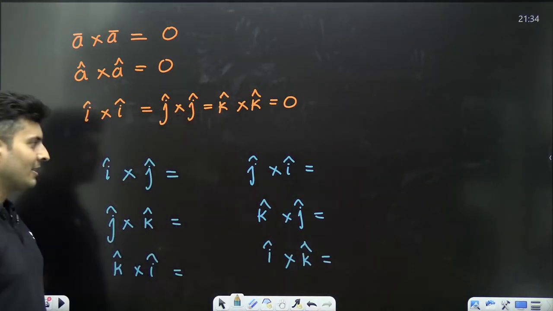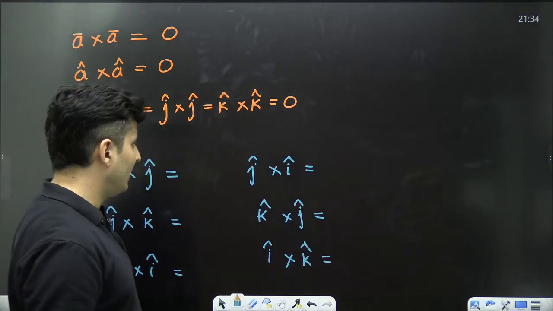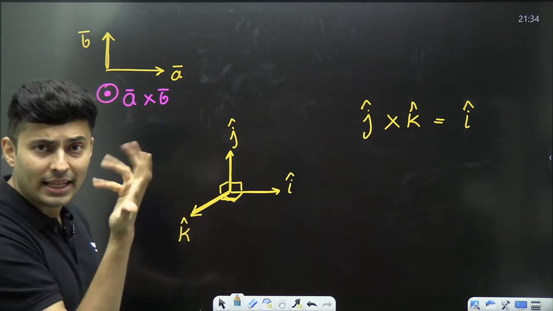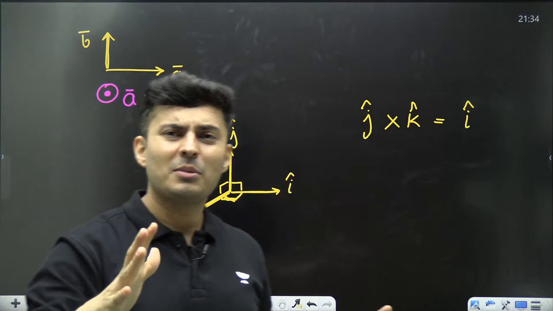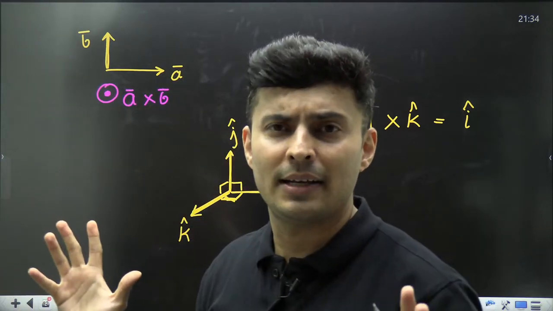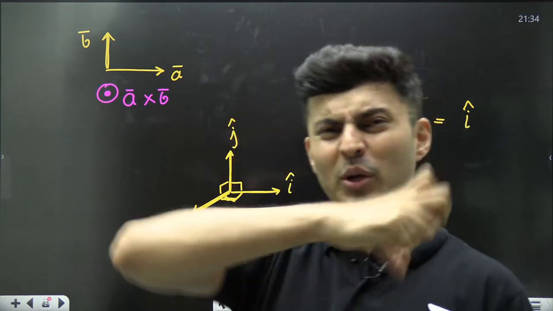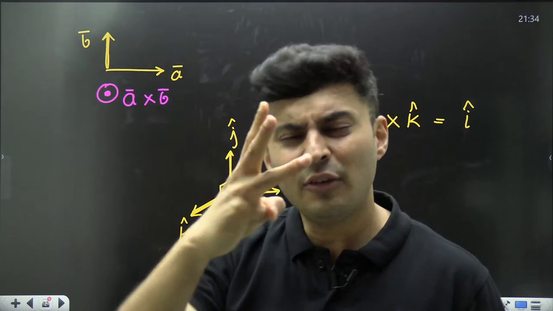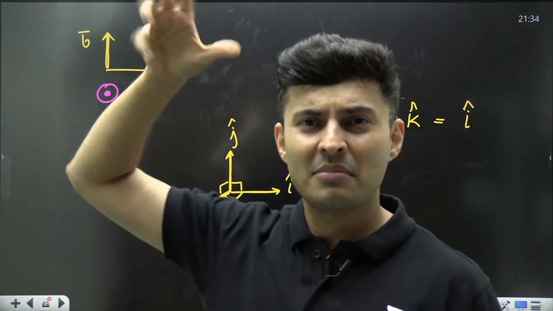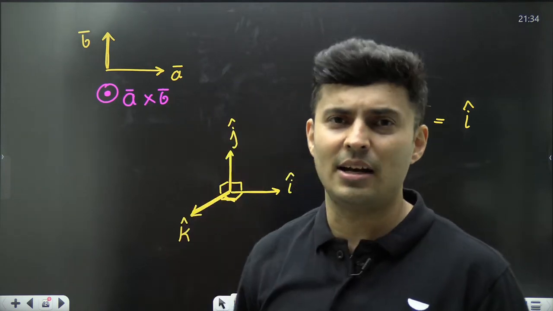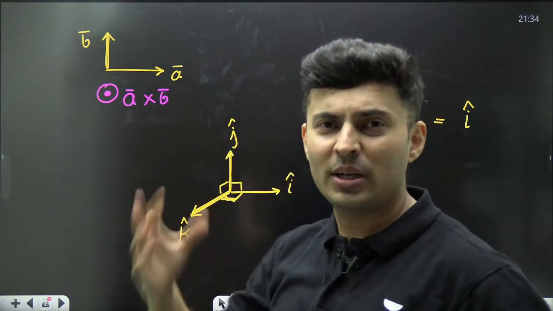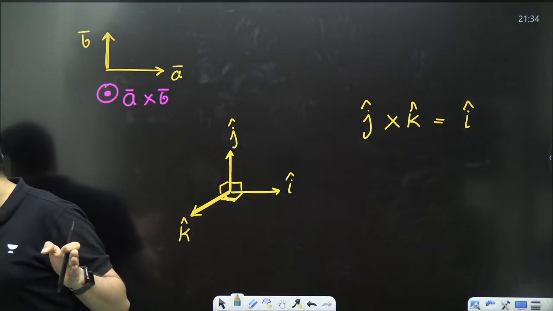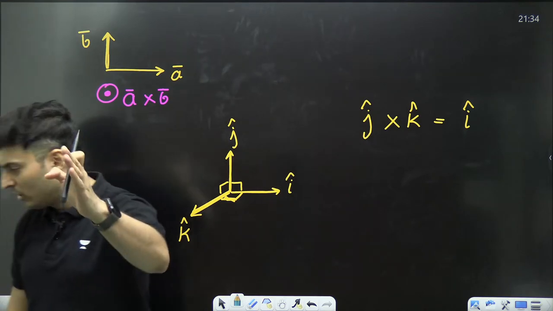If you use the right hand rule and find it, you can do it, but I feel it hurts your hand. Number two, it's very difficult to visualize I, J, K. Third, if you do these things in the exam, you will look silly. The teacher will think you have gone mad, or that you are copying or something. Yes or no, guys?